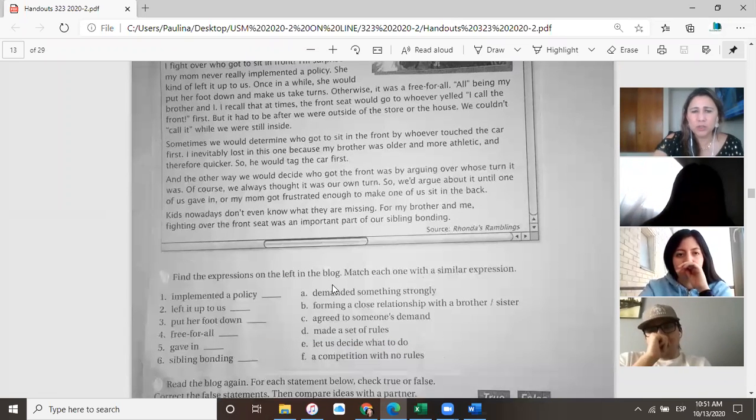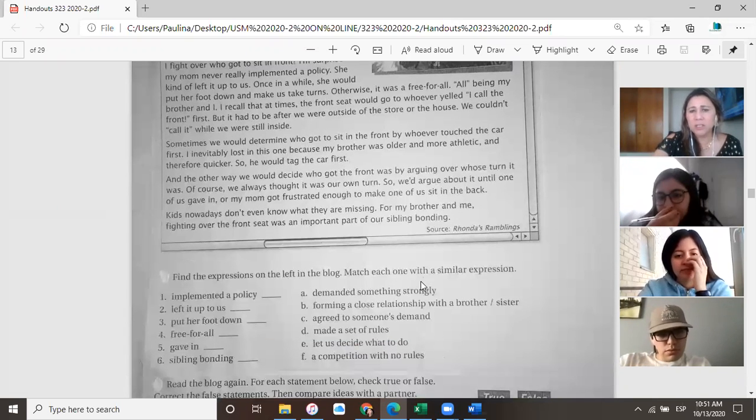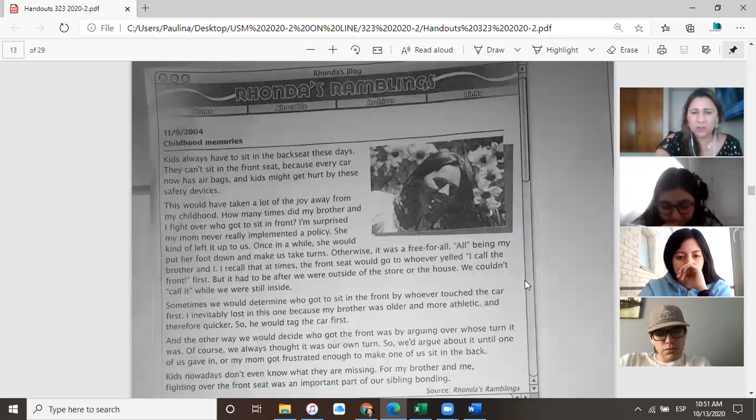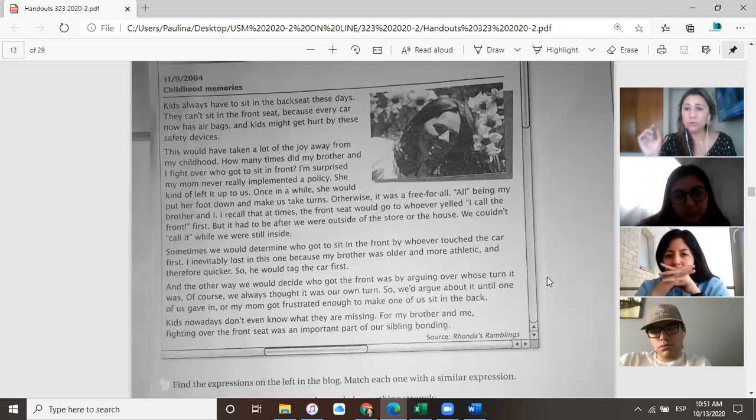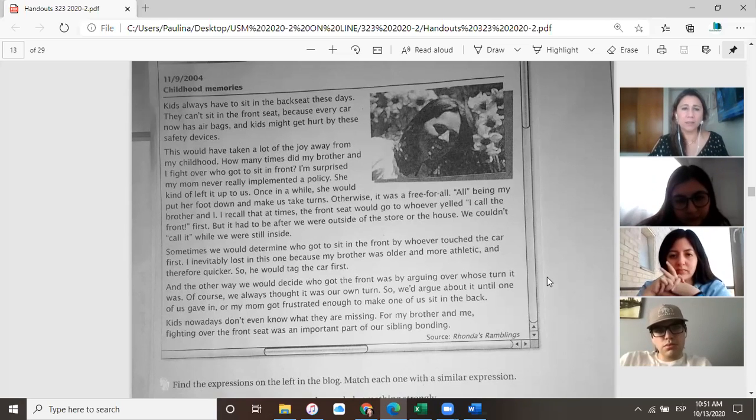Find the expressions on the left in the blog and match each one with a similar expression. I am going to read first, but I want you to read this silently for 2 minutes. Everybody silently.